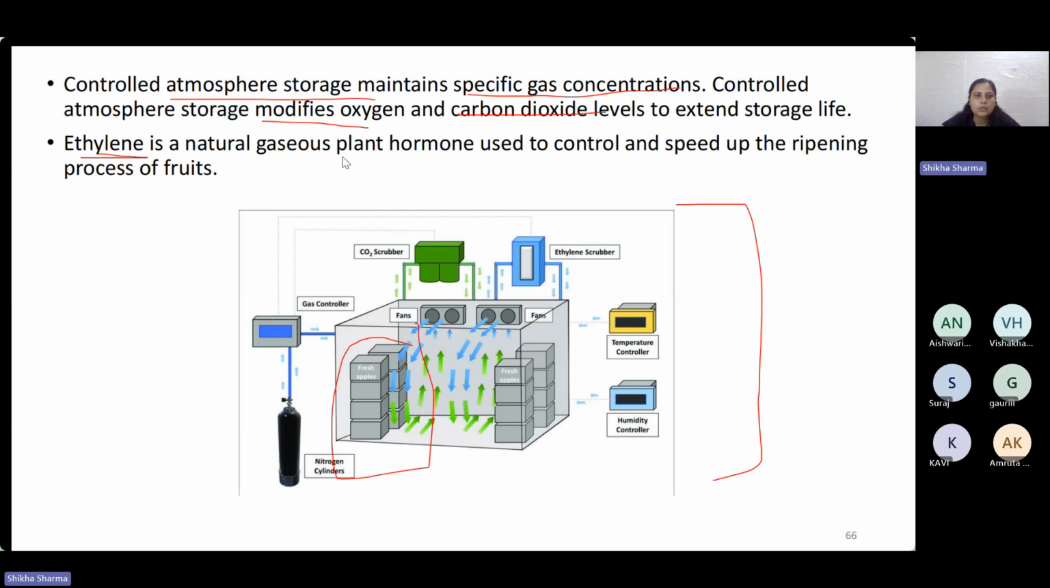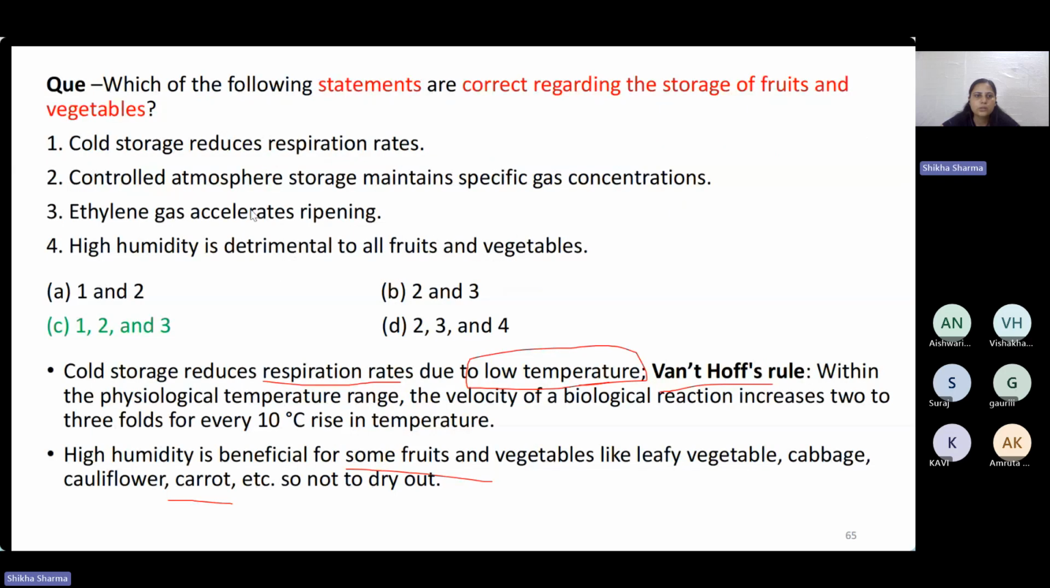Ethylene is basically a natural gaseous plant hormone which also controls and speeds up the respiration process of fruits. So 1, 2, and 3 are correct. The fourth is incorrect.